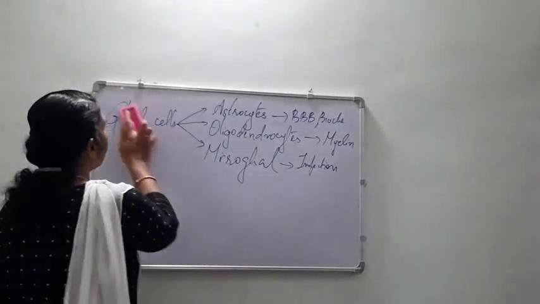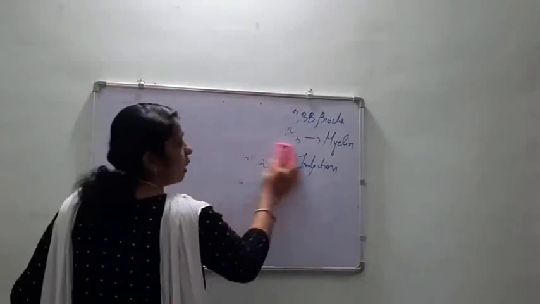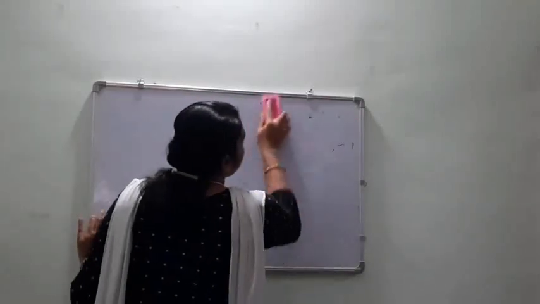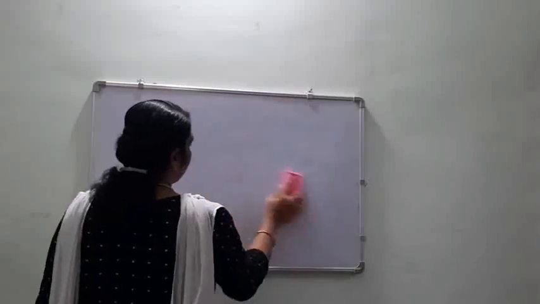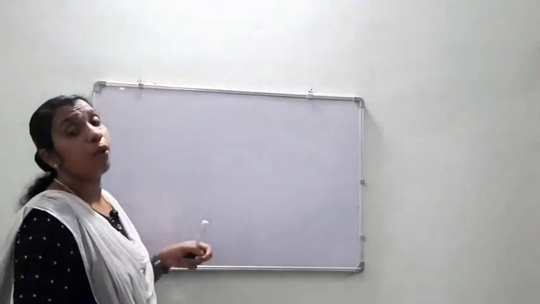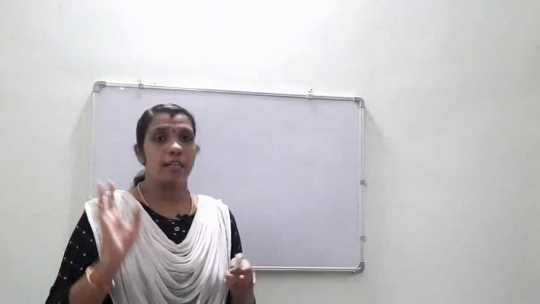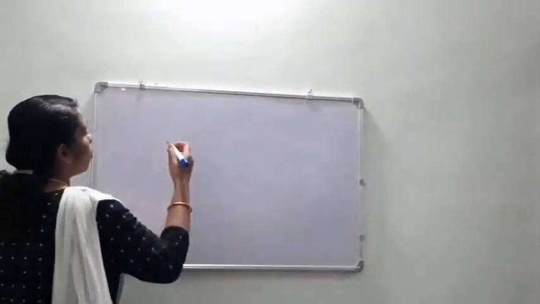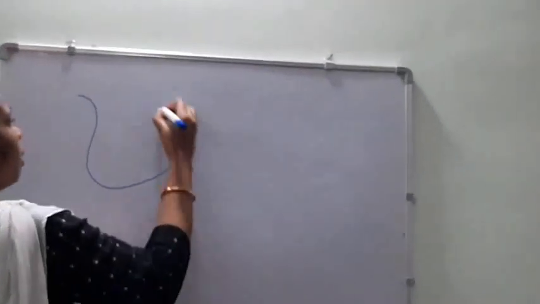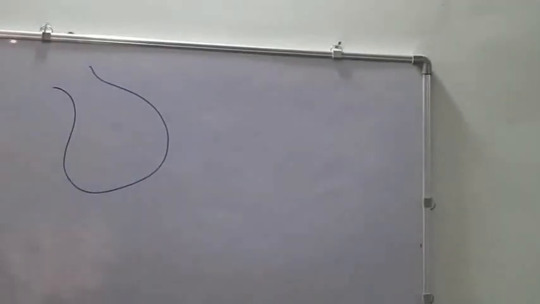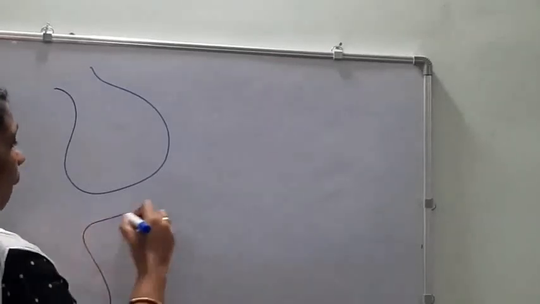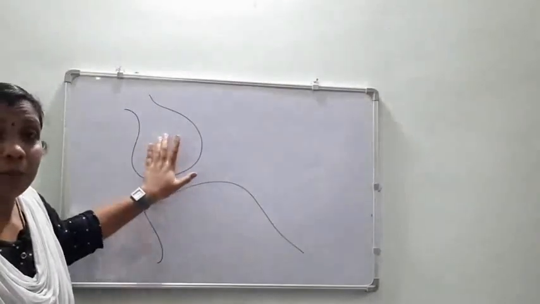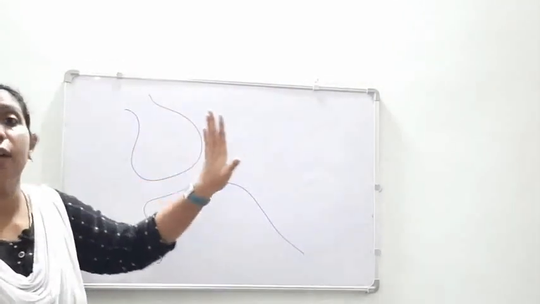Suppose the connection is between a nerve cell and a muscle. A synapse is a connection, and it is very, very important for the transmission of nerve impulses. Suppose this is the neuron and this is the muscle cell, something like that. We are going to discuss the synapse and its function or physiology.